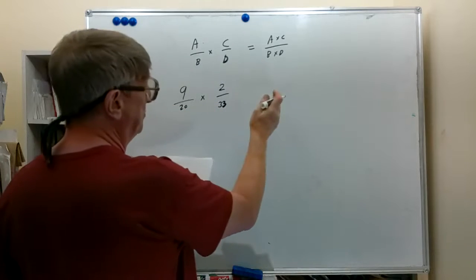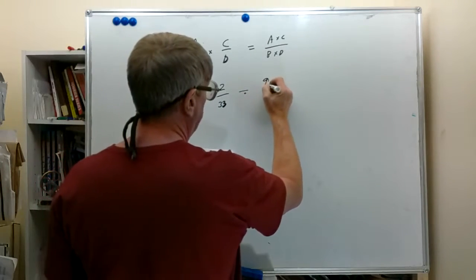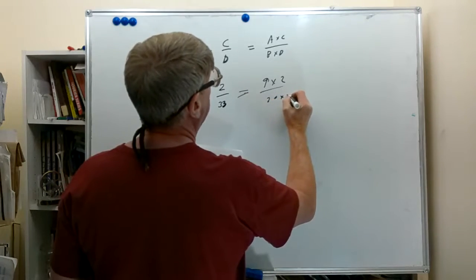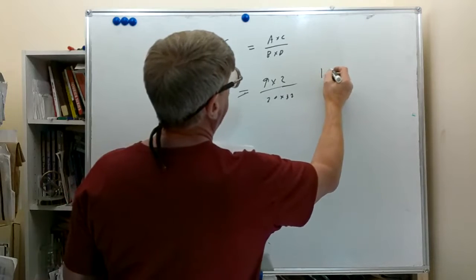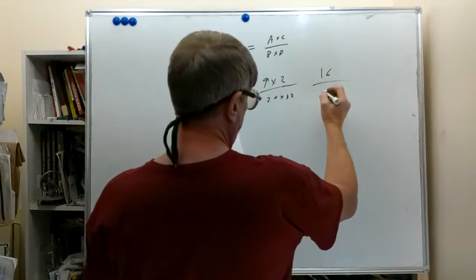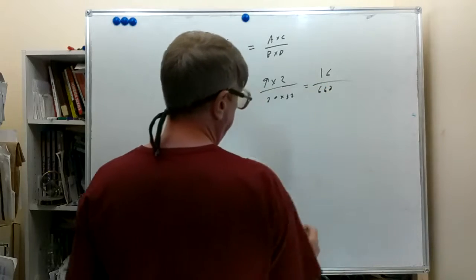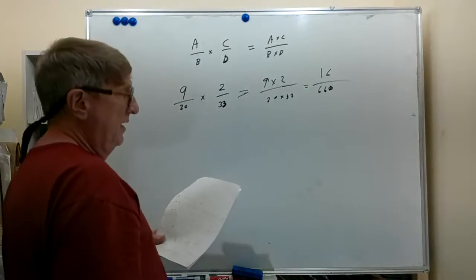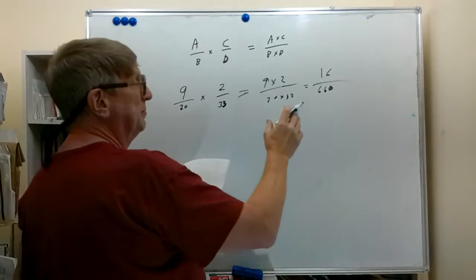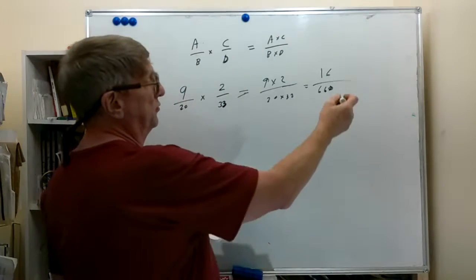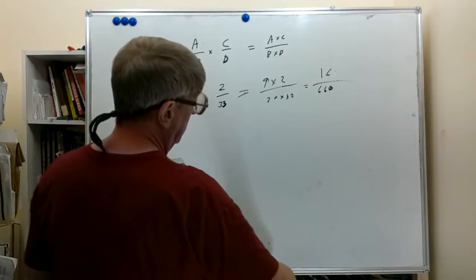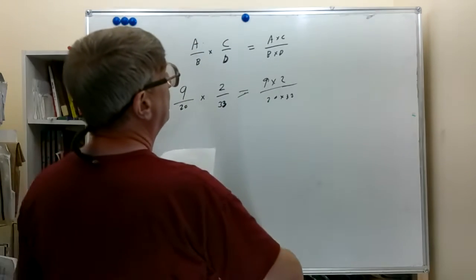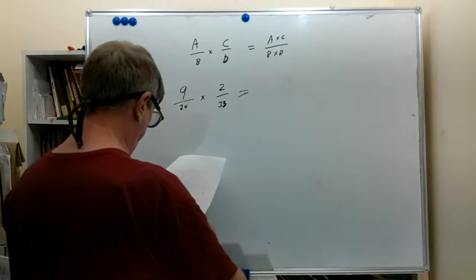Now, we could just multiply these. We could just say 9 times 2 over 20 times 33, and we would get 18 over 660, I think it would be. And this is going to be equivalent, but it absolutely is not in lowest terms. We see even and even. But it's usually easier if you reduce these things to lowest terms before you start.